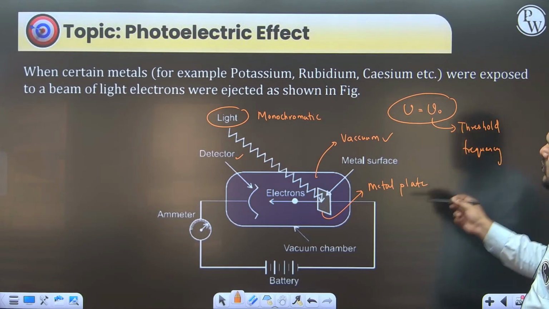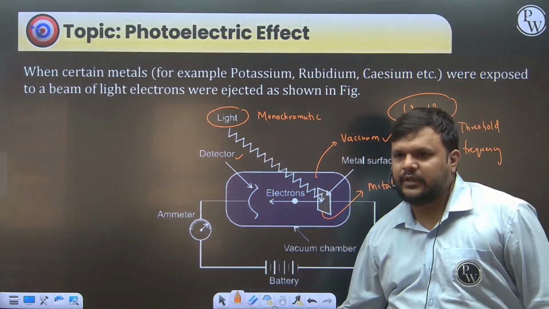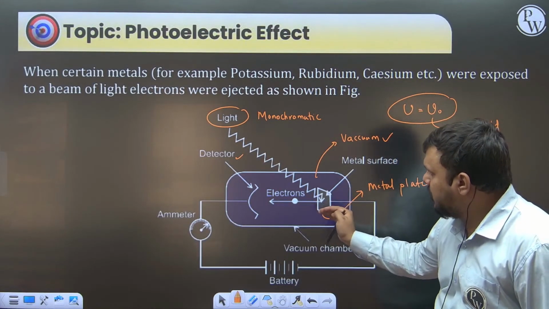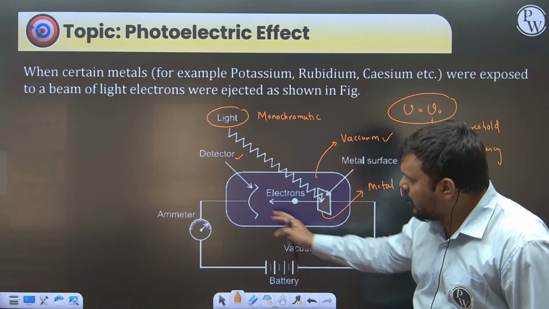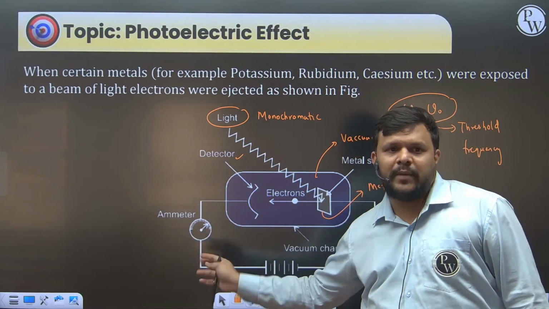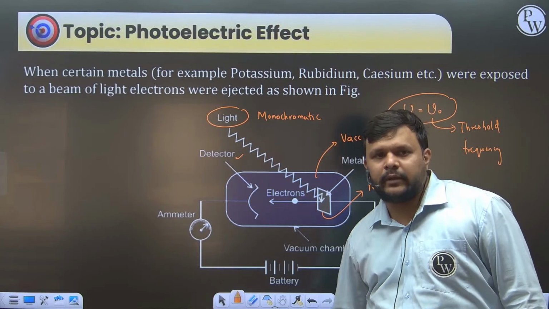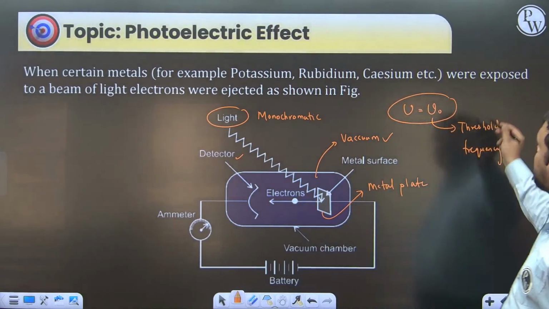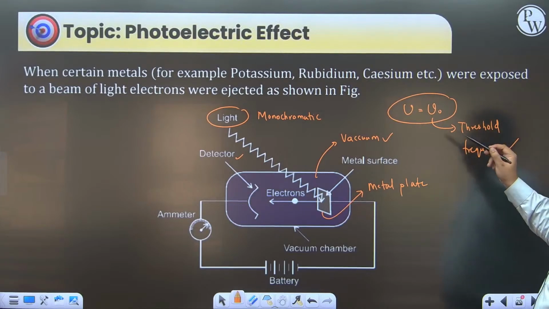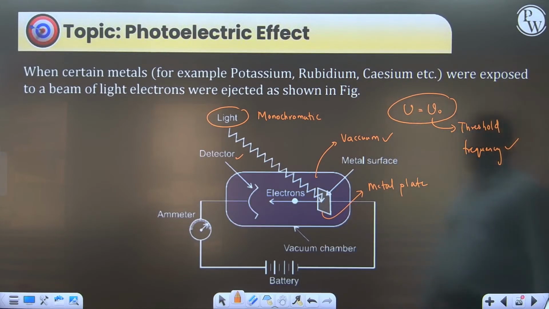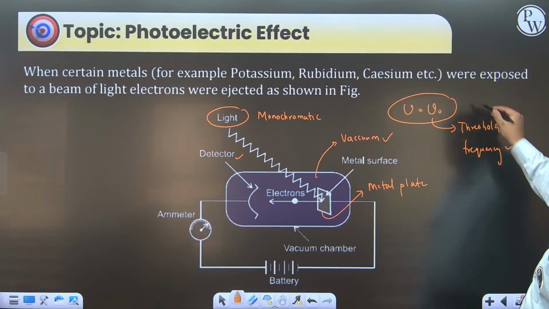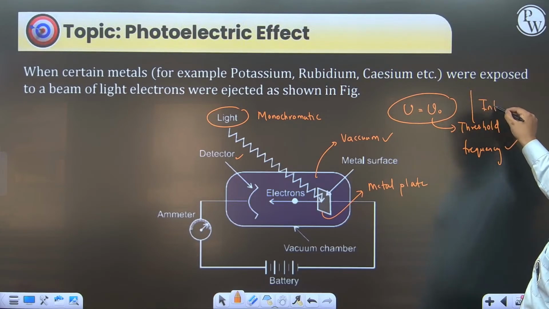The electrons were just ejected. They got ejected from the metal plate, and the detector detected them, and the ammeter reading showed some amperes of current flow. So definitely this was the threshold frequency at which the photon just ejected the electron from the metal plate. When they increase the intensity over here, what is intensity?